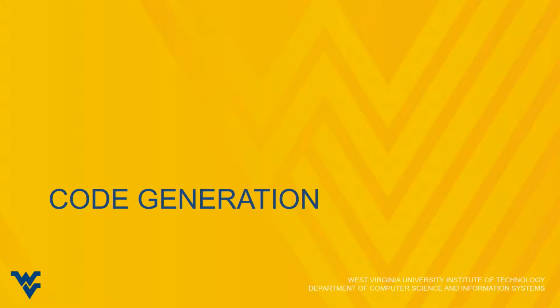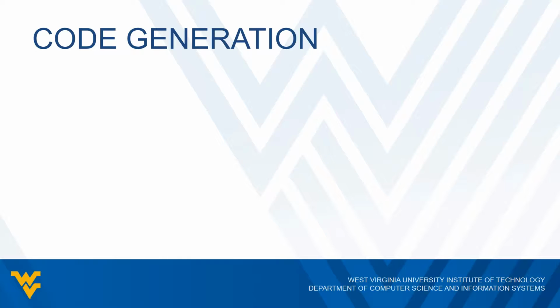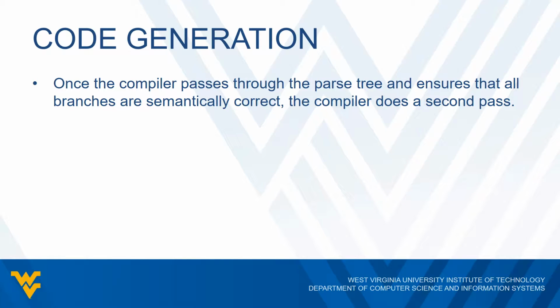We'll now discuss the next phase of the compiler process, which is code generation. Once the compiler completes the semantic analysis, or checking the parse tree and making sure that all the branches are semantically correct, the compiler then is going to go through a second pass over the parse tree. But this isn't to determine the correctness, because we already did that, but it's to produce the translated code.